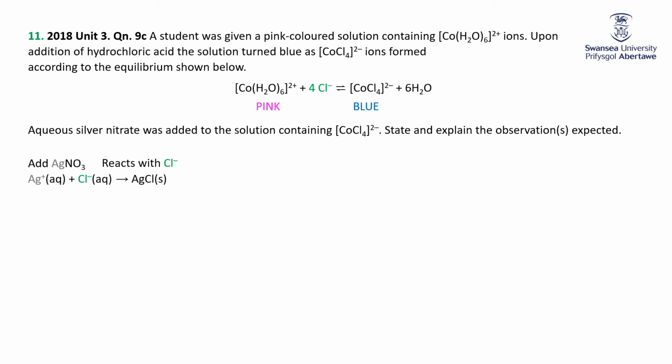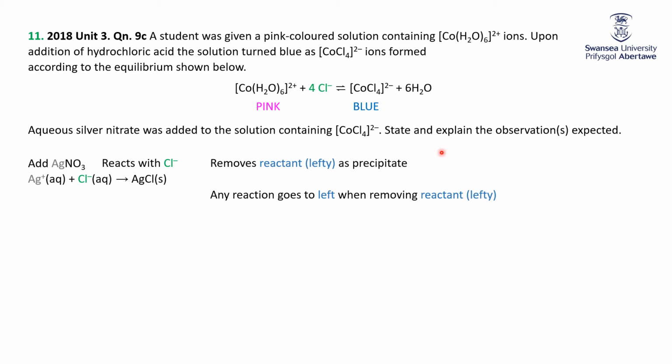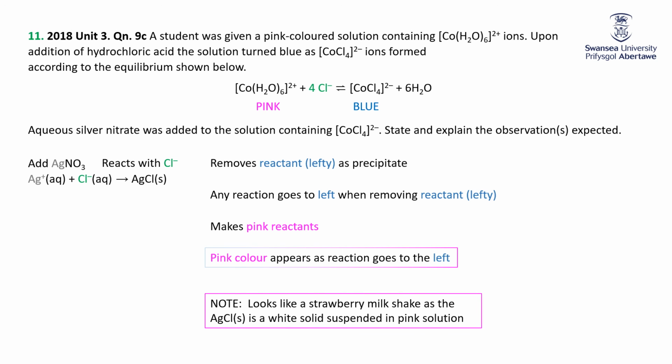Well, is there any chloride in this solution? Absolutely, right there. So adding the silver ions, don't care about the nitrate, removes the Cl⁻. So we're removing a reactant, a lefty, as a precipitate. Any reaction goes to the left when you're removing a lefty, thus the reaction will turn pink. It actually looks kind of like a strawberry milkshake, because you've got this pink solution with a white solid precipitate of silver chloride in it. So it's cloudy and pink, like a strawberry pink milkshake.